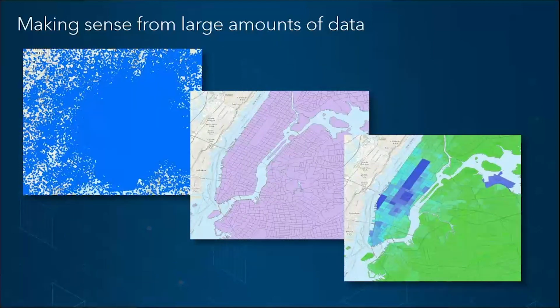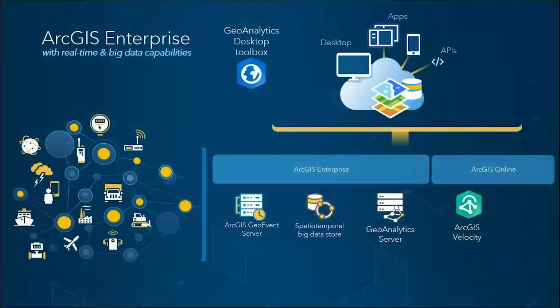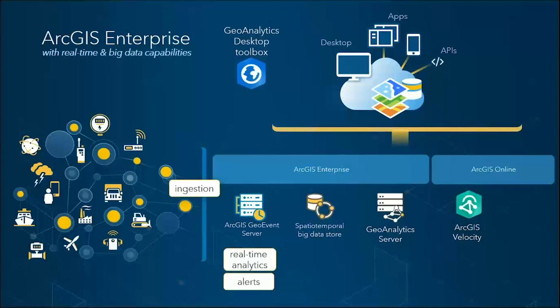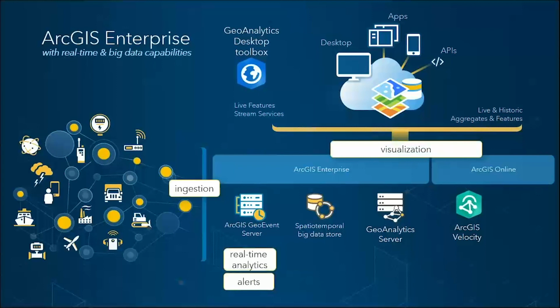So here's more of a systematic view of our enterprise as it relates to real-time big data capabilities. Data gets ingested from different APIs and sensors. GeoEvent runs the ingestion. You can run real-time analytics, such as when something moves into a geofence, and be alerting when that happens. We want to visualize the data. We could store it as feature services, which drive different dashboards, or stream services, which are pushed to clients.